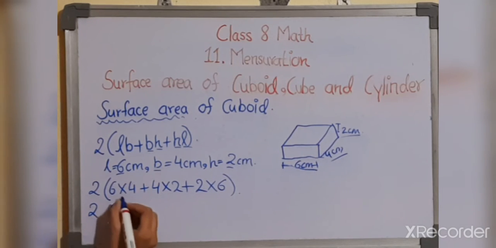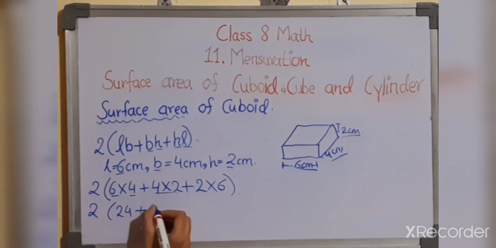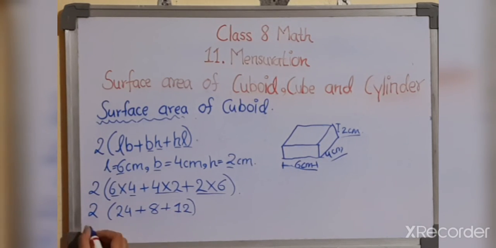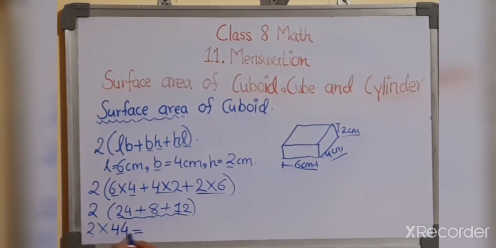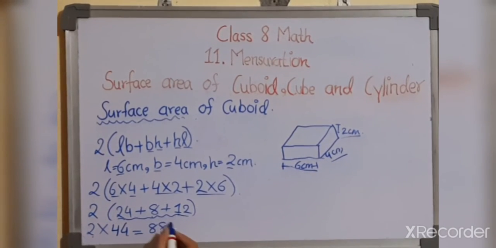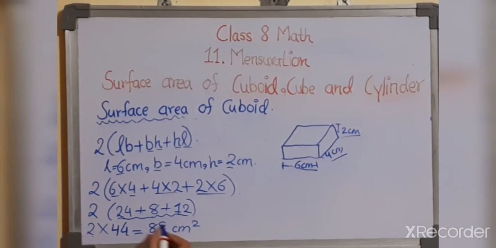2 in bracket 6 4s are 24 plus 4 2s are 8 plus 6 2s are 12. 2 into the addition of 24, 8 and 12 is 44. So 2 into 44 gives 88 centimeter square. So the surface area of this cuboid is 88 centimeter square.